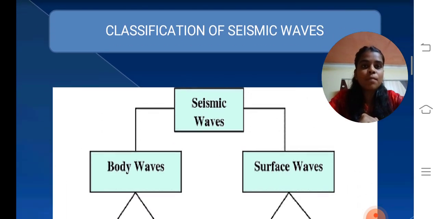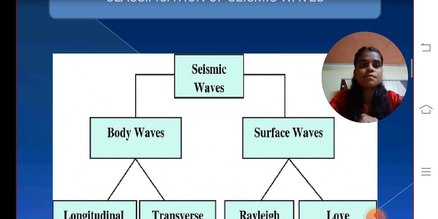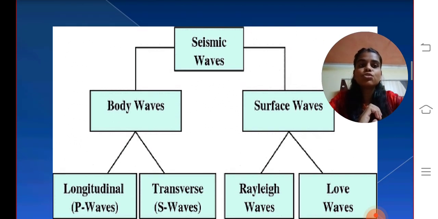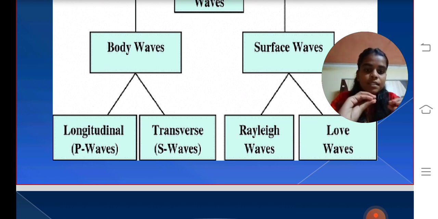So as I told about the seismic wave categories, that is the classification of the seismic waves. They are broadly classified into two, as you can see here, that is the body waves and the surface waves. The body waves, as the name indicates, are generated inside the earth, that is the inner side of the earth crust, and second is the surface waves, whose effects are also confined near the surface of the earth.